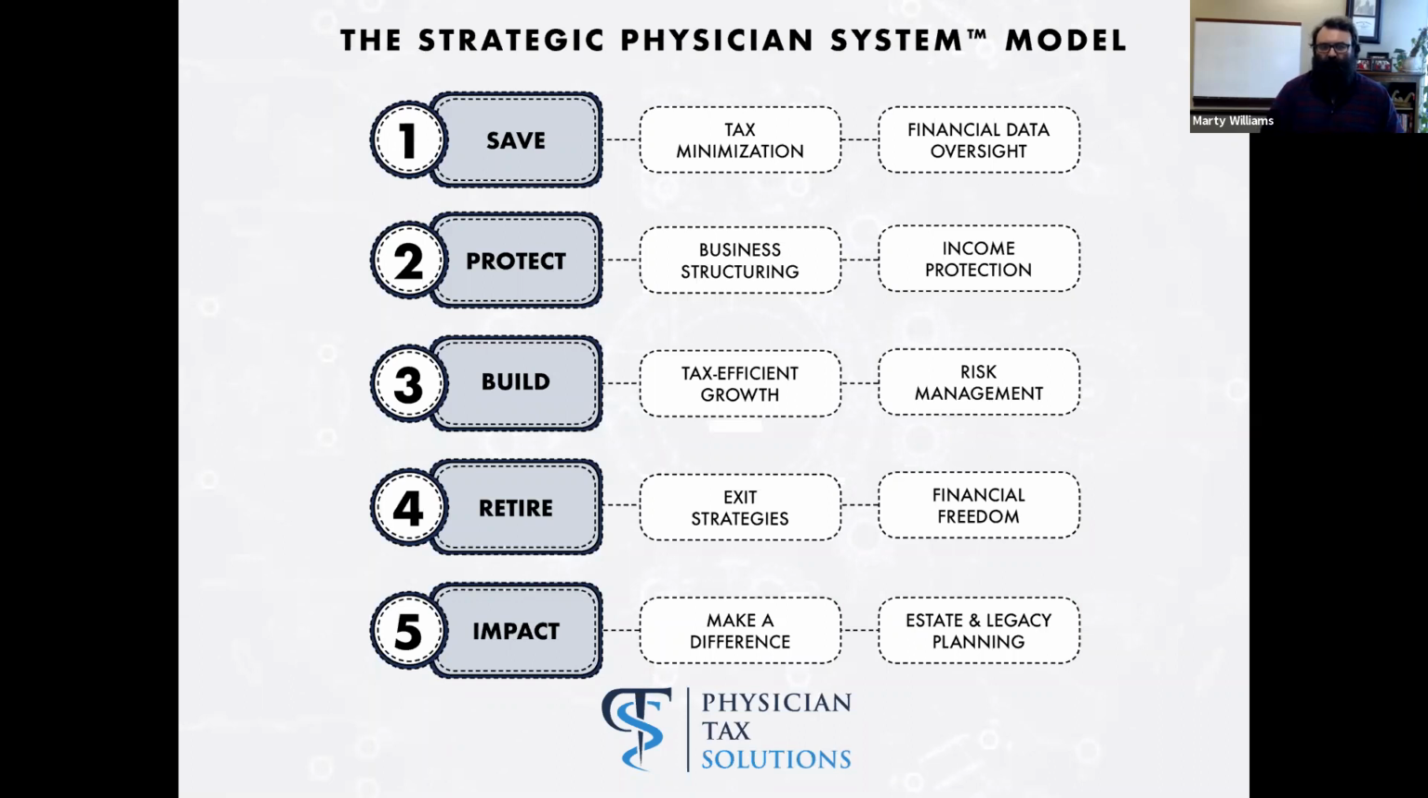Today, we're going to be focusing on the save and the build component. So when we talk about save, a large focus is around tax planning and minimizing taxes to the greatest of our ability. And when we talk about build, we get into tax efficient growth and how to build wealth tax efficiently. So today's presentation is going to be a combination of both of these 2 components.